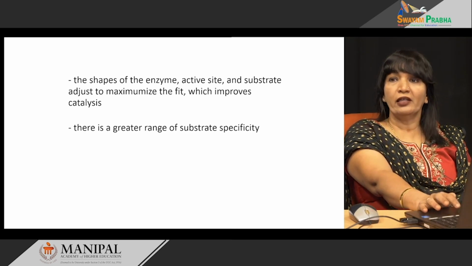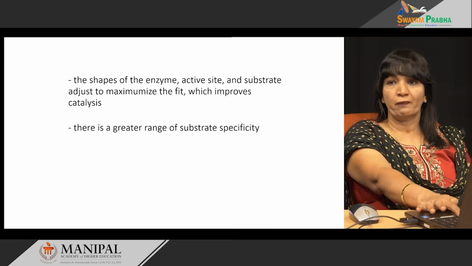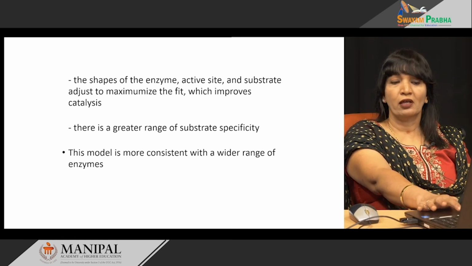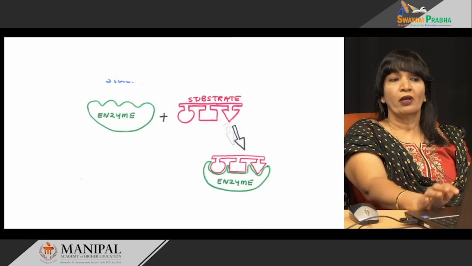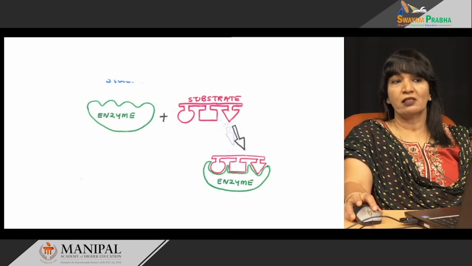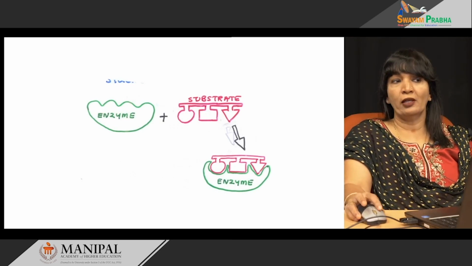So, there is a greater range of what is called substrate specificity. This model is more consistent with a wider range of enzymes. If you see the picture, I have an enzyme here, and if you see this active site, it is not rigid, because the substrate is almost the same as what you saw in your lock and key model, right. See here it is almost spherical, but then again I have a triangular shape here, but it is not the same here in the active site.